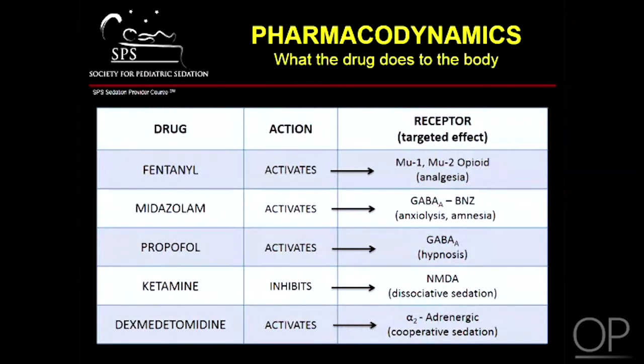This table demonstrates examples of some common sedative drugs, their mechanism of action and their receptor system, and their predominant clinical effect. Fentanyl activates mu1 and mu2 opioid receptors, primarily producing sedative analgesic properties. Ketamine, on the other hand, inhibits N-methyl-D-aspartate receptors, resulting in a unique sedation state referred to as dissociative sedation. Dexmedetomidine is a central alpha-2 receptor agonist that works by activating central alpha-2 adrenergic receptors, primarily located in the locus coeruleus within the central nervous system. The resulting effect is a cooperative sedation state at lower doses and a hypnotic state consistent with natural sleep at higher doses.